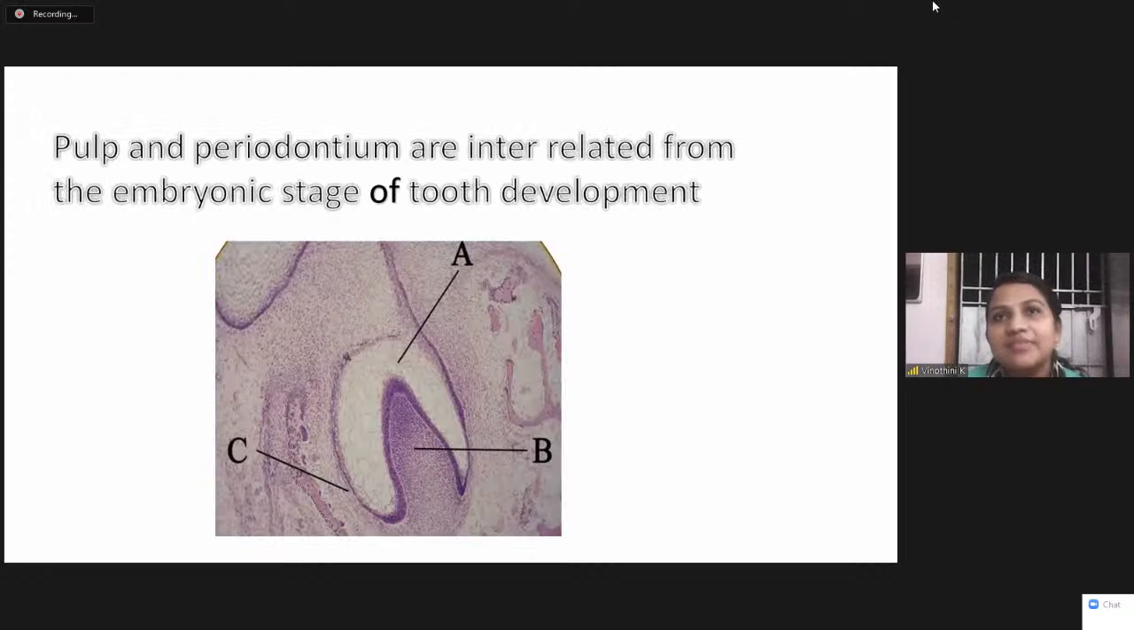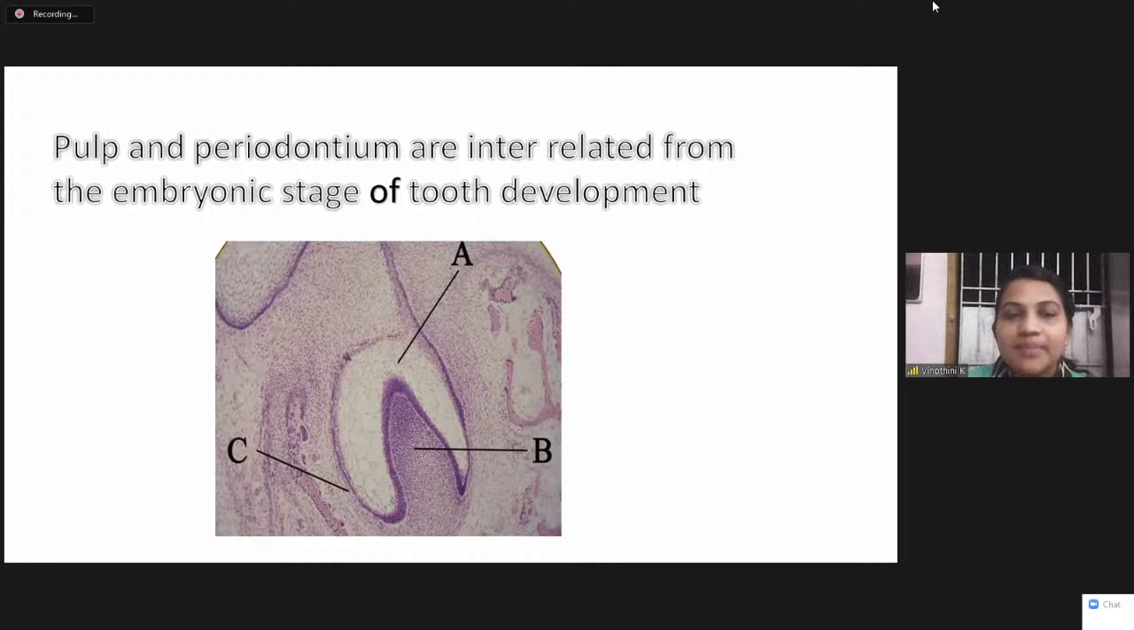For example, as we all know, ectomesenchymal cells are responsible for the development of the pulp and the periodontium. Ectomesenchymal cells differentiate into the dental papilla and the dental follicle. Dental papilla cells differentiate into pulp, and dental follicle cells differentiate into periodontium. Thus, there are embryological connections from the early stage of development itself.